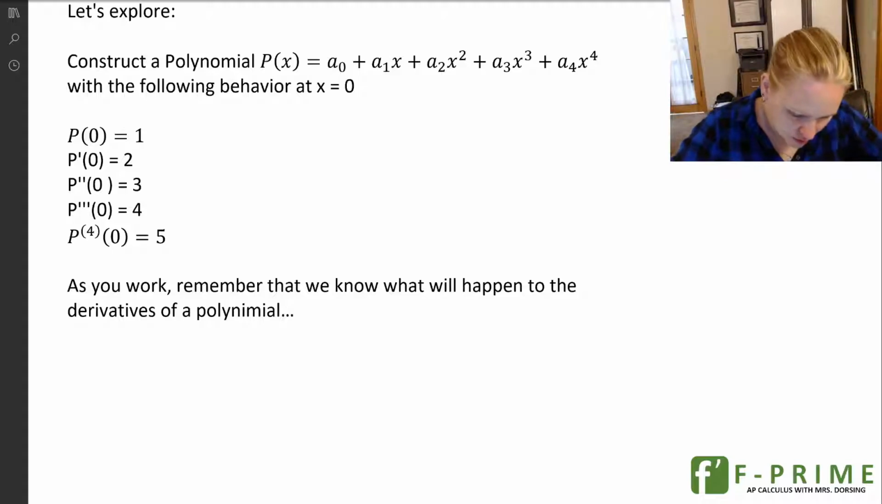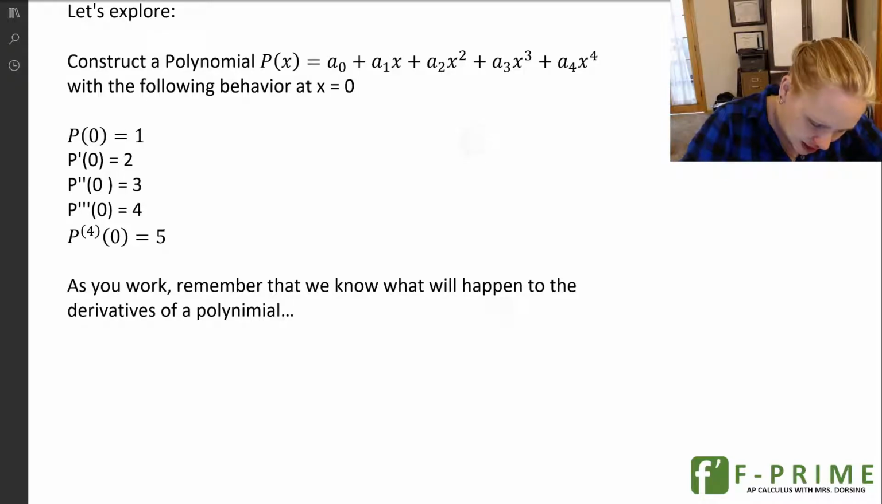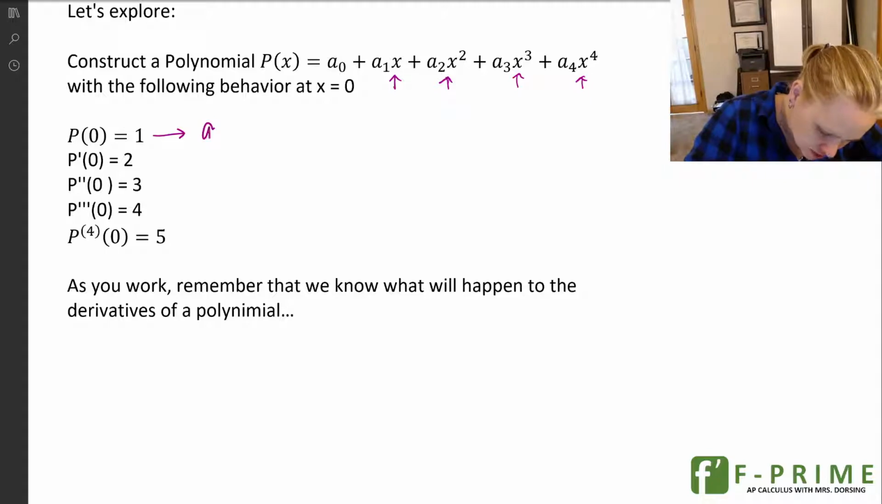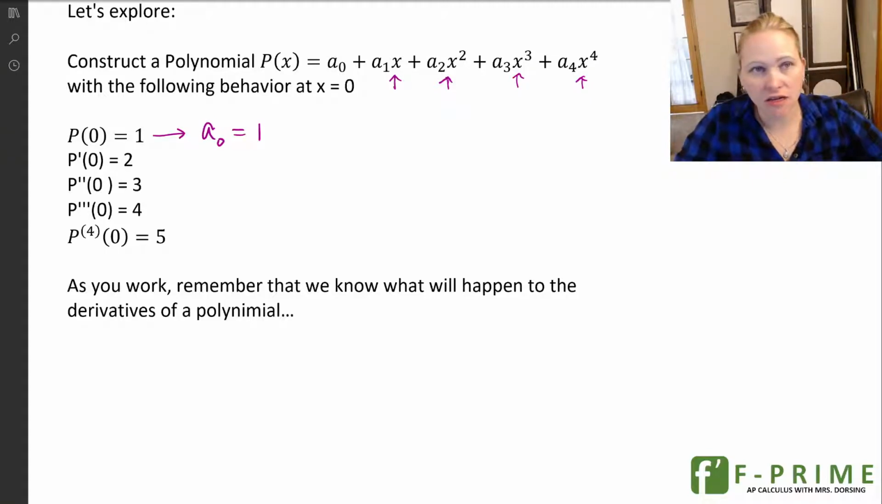What I need to do is say, as I do the polynomial, I know that a0, when I plug in 0, every single one of these x's is going to go away. They're going to go to 0. So by knowing this, I know that a0, the very first term, is going to equal 1. That's easy enough to see.